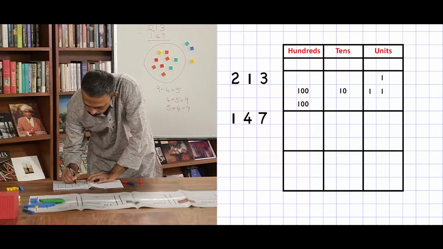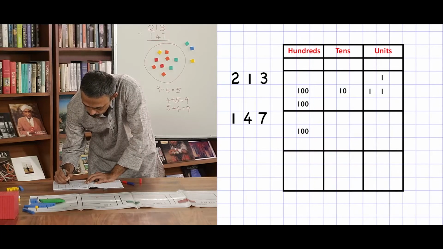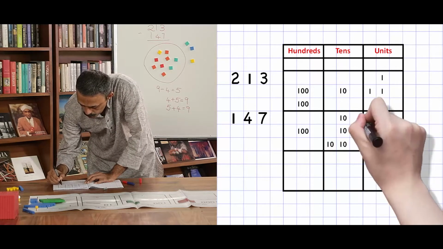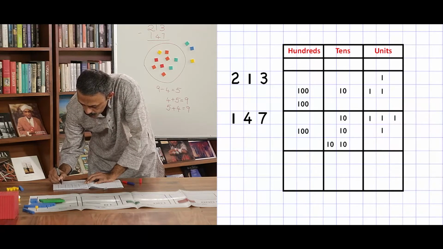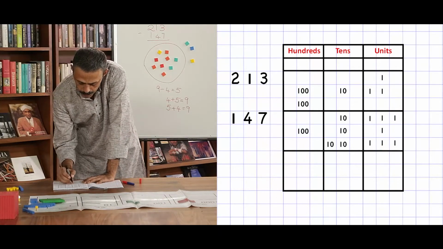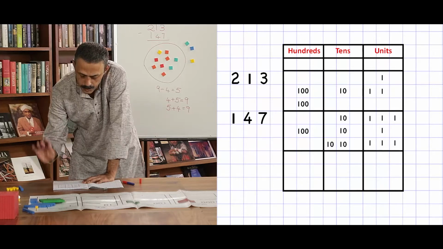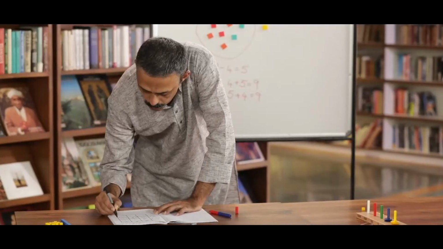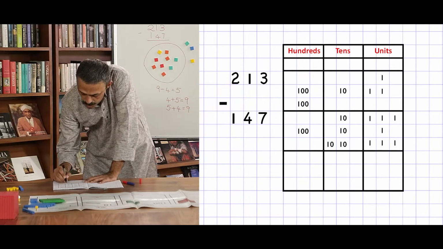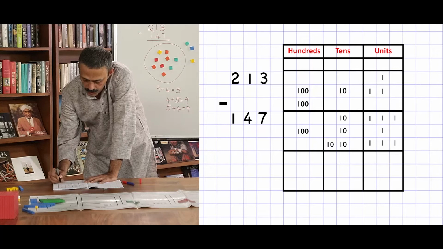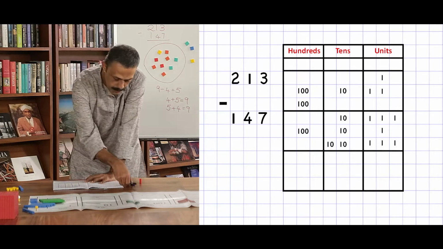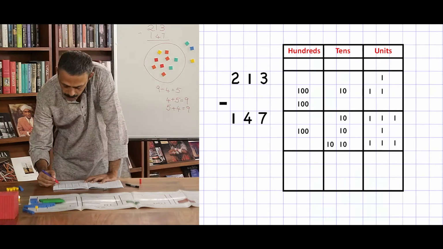147: 1 hundred, 1 ten, 2 tens, 3 tens, 4 tens, and 1, 2, 3, 4, 5, 6, 7 units. As you see, the numbers can be written anywhere. From 213, if you remove 147, the answer or difference will be written here in the third row. Let us start the process now.